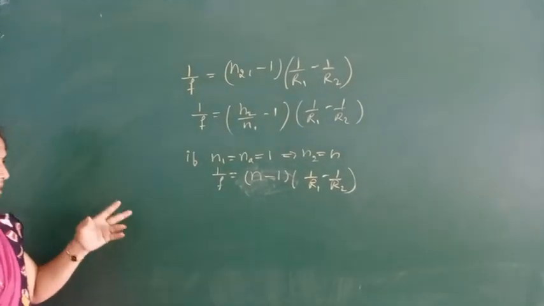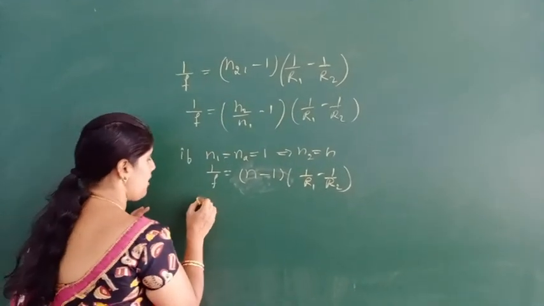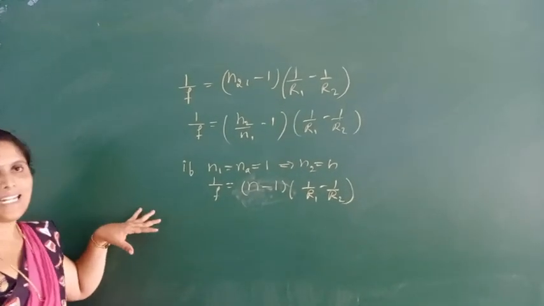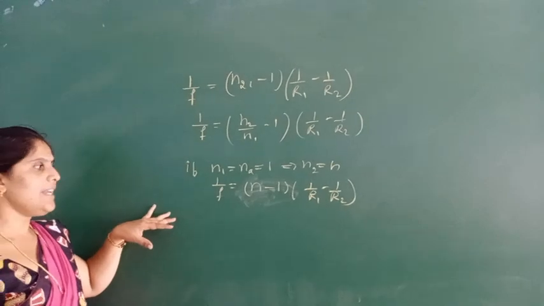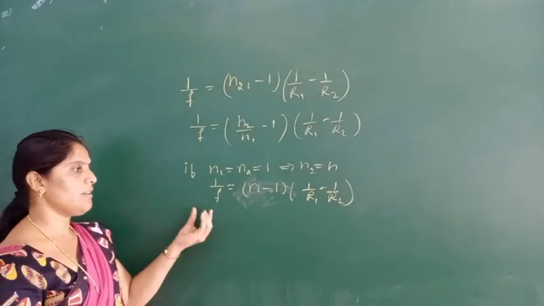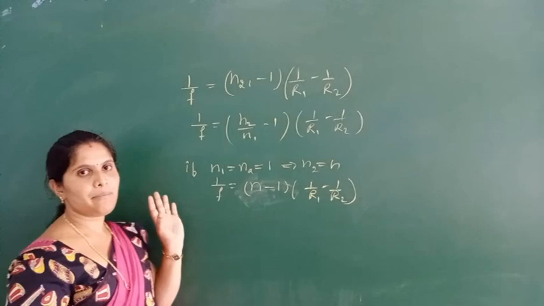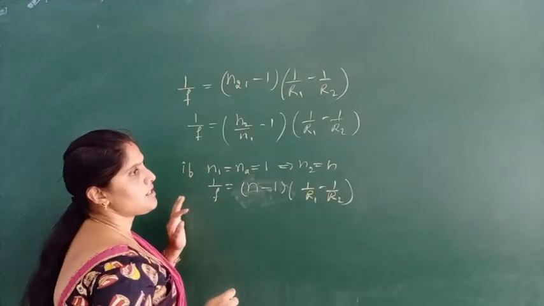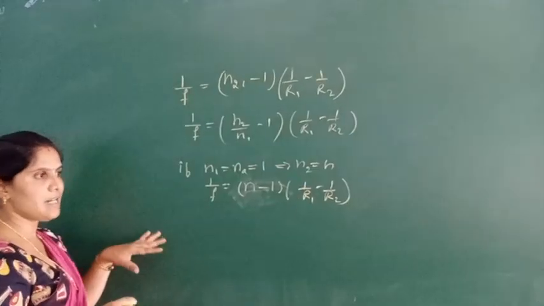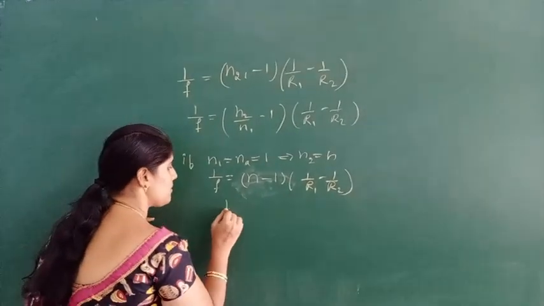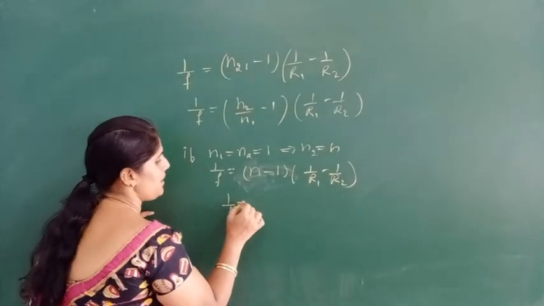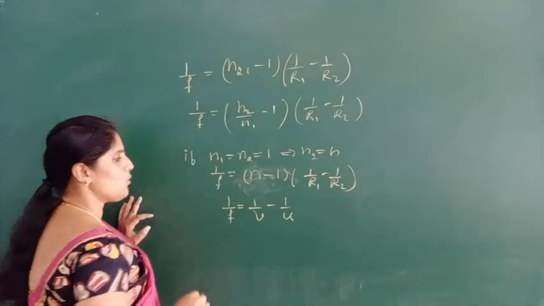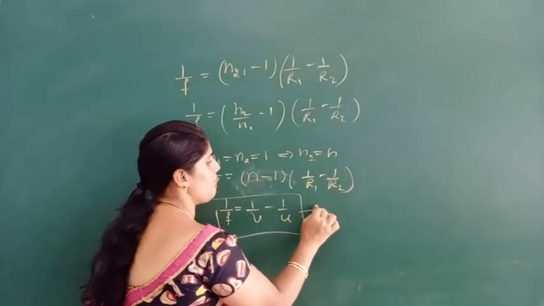Okay. Next, write the lens formula, that is for thin lenses. Thin lenses are the lenses whose thickness is negligible compared to the radius of curvature. So the lens formula is given by 1/f = 1/v - 1/u. This is the lens formula for thin lenses.